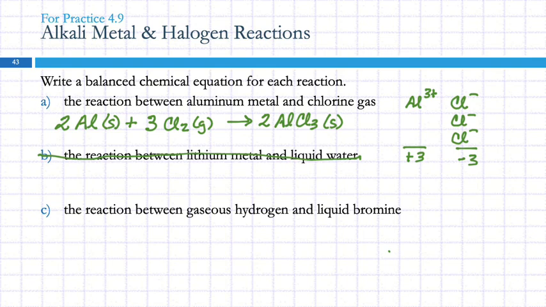The reaction between gaseous hydrogen and liquid bromine. Again, let's just start by writing down things that we know and see if we can figure it out. Well, what's the formula for hydrogen? H2, and that's a gas. What's the formula for bromine? Br2, and they tell us that's a liquid. Okay, there's my reactants.